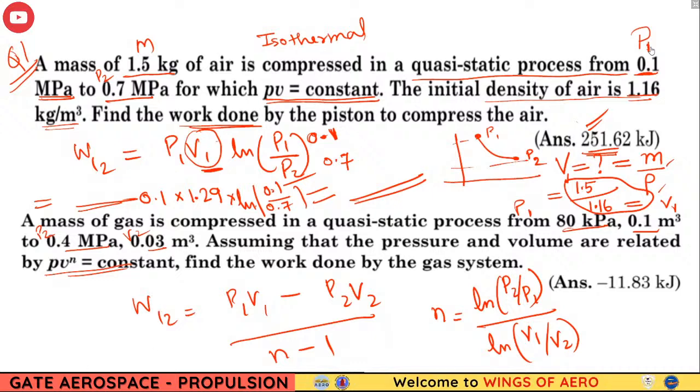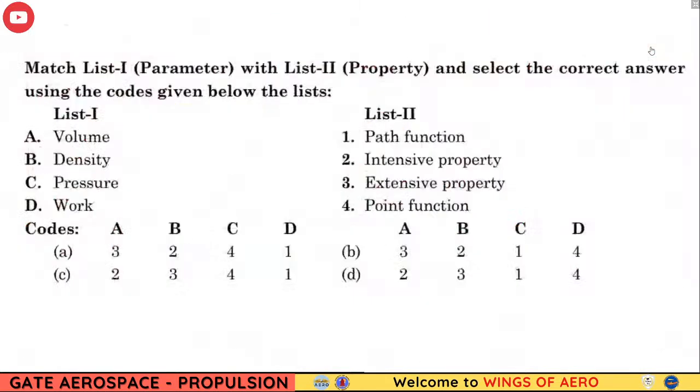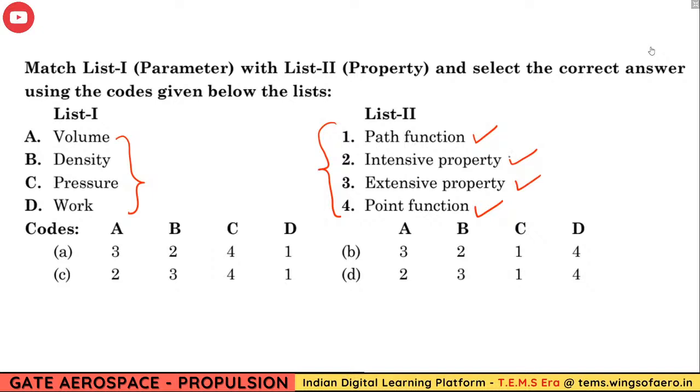Based on that, I have plotted some questions. Let's find out before starting this class. You see in this question what they have asked. In list 1, they have given the parameters, and in list 2, the properties. Look into the properties carefully: path function, point function, intensive property, extensive property. We have to find the correct one out of these 4 options.